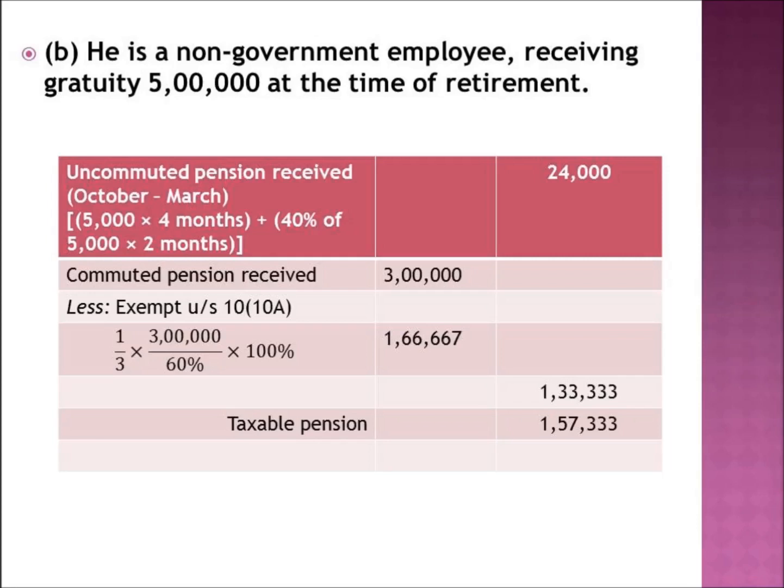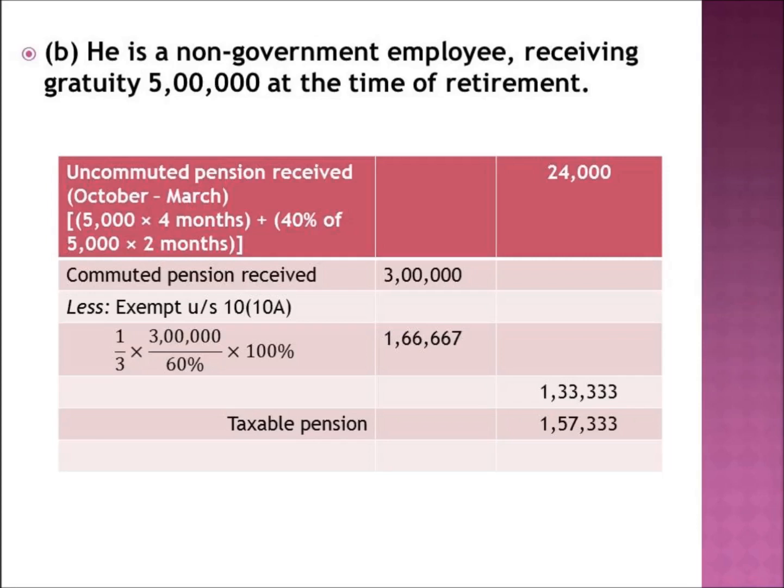So 1/3 of the full value of commuted pension, not just 3 lakh, because that 3 lakh is only 60% of my commuted pension, and I have to get 100% of my commuted pension in order to calculate 1/3 of the 100% of commuted pension. So how will that 100% be calculated? 3 lakh divided by 60%. So we get the 100% value of commuted pension had I commuted my total pension. So that we get as 5 lakh.